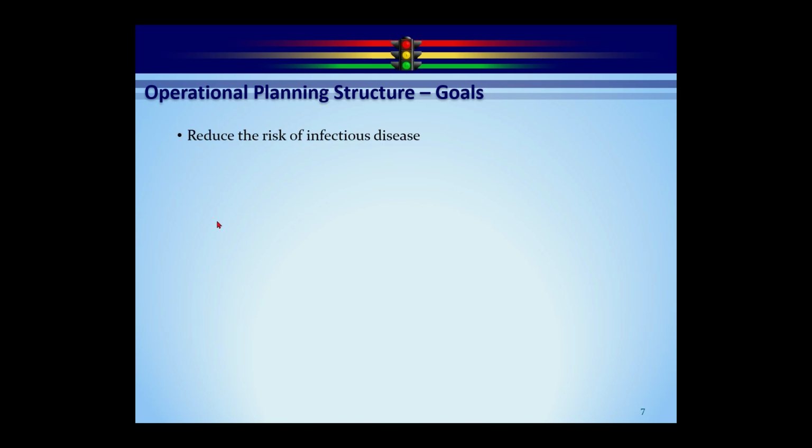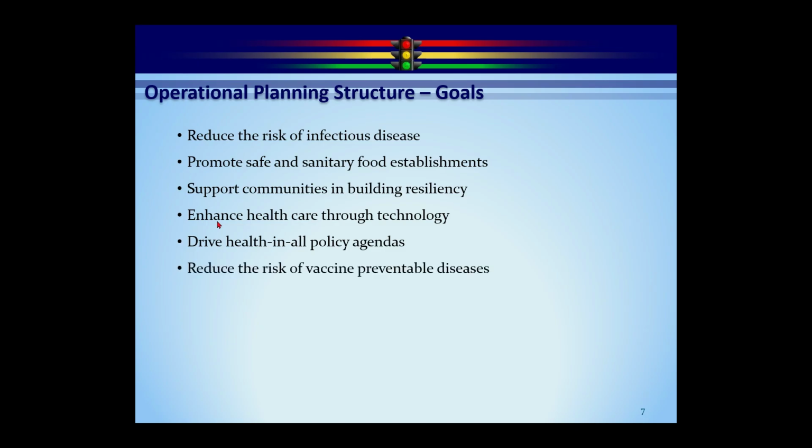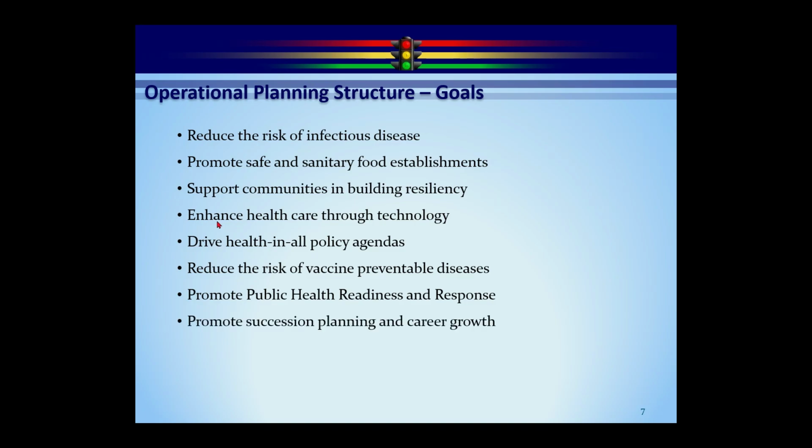So for example: reduce the risk of infectious disease, promote safe and sanitary food establishments, support communities in building resiliency, enhance healthcare through technology, drive health in all policy agendas, reduce the risk of vaccine preventable diseases, promote public health readiness and response, promote succession planning and career growth, integrate a data-driven best practices approach. And again, we'll use the example of reduce smoking in high schools.